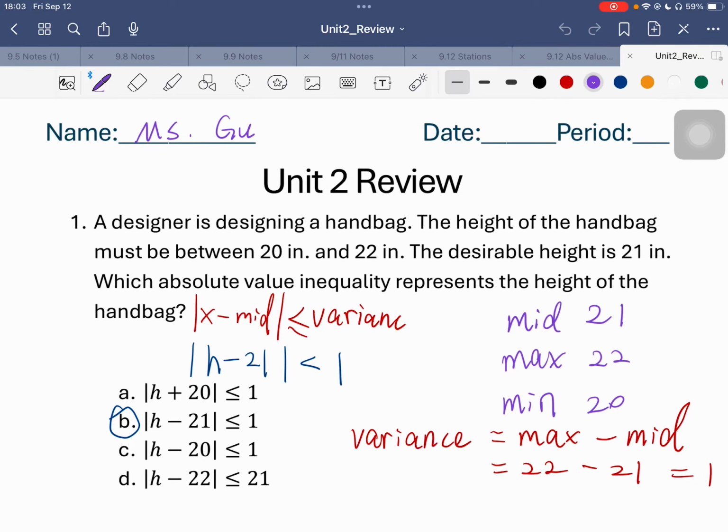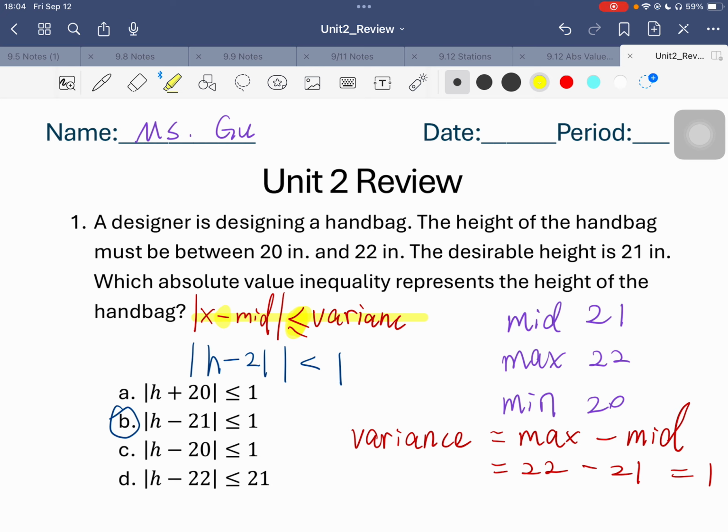Question 1 is a word problem of inequality. For a word problem, it's always this equation, which is on the anchor chart: the absolute value of x, subtract the middle point, less than or equal to the variance. It's always minus and less than or equal to.